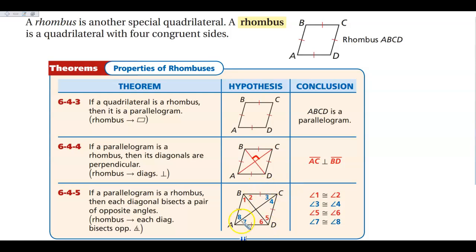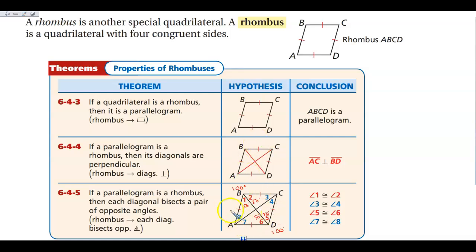Our diagonal also is going to bisect the opposite angles. So like if this angle here is 100 degrees, then each one of these are going to be 50. Remember, if this angle is 100 degrees, my opposite angle is also 100 degrees, which means both of these are 50. So all four of my red angles here, 1, 2, 5, and 6, are all going to be the same because we're bisecting congruent angles.